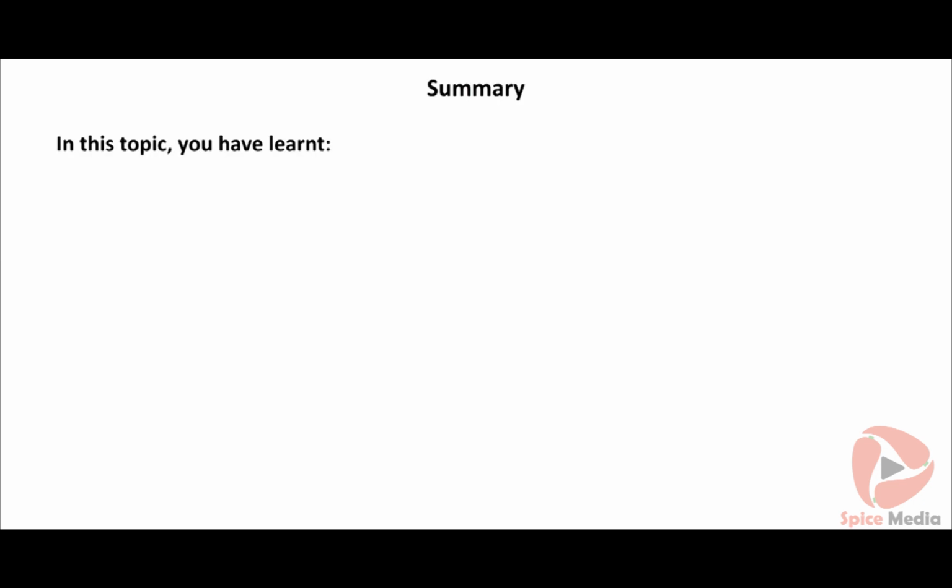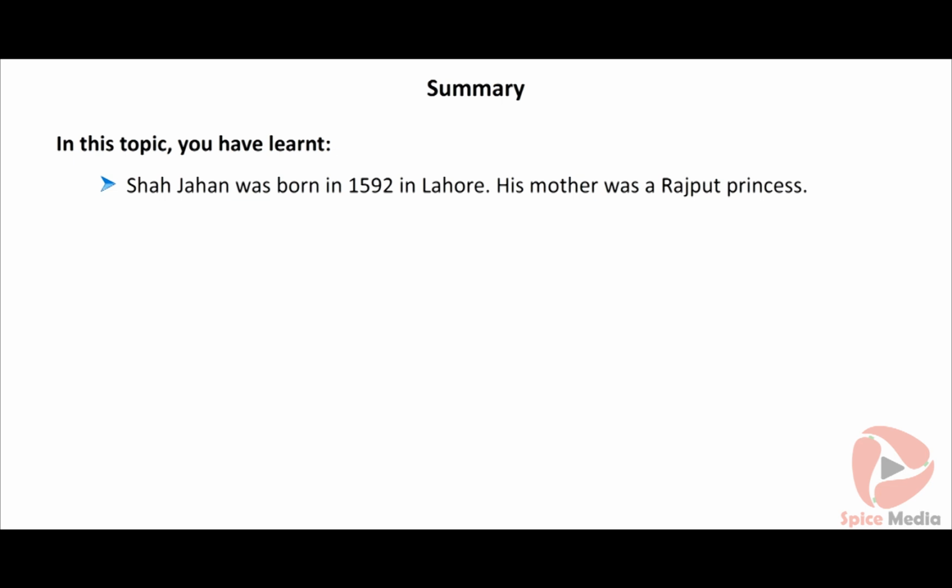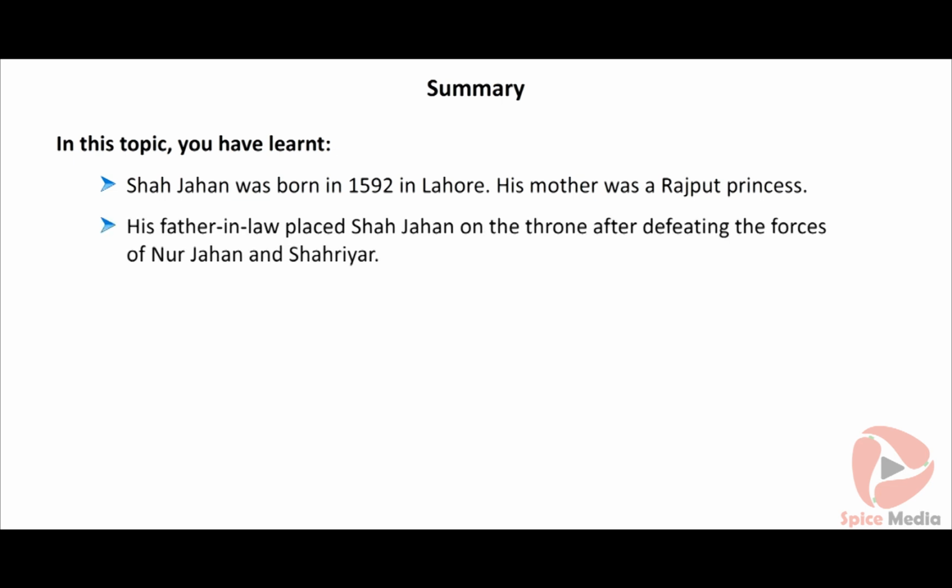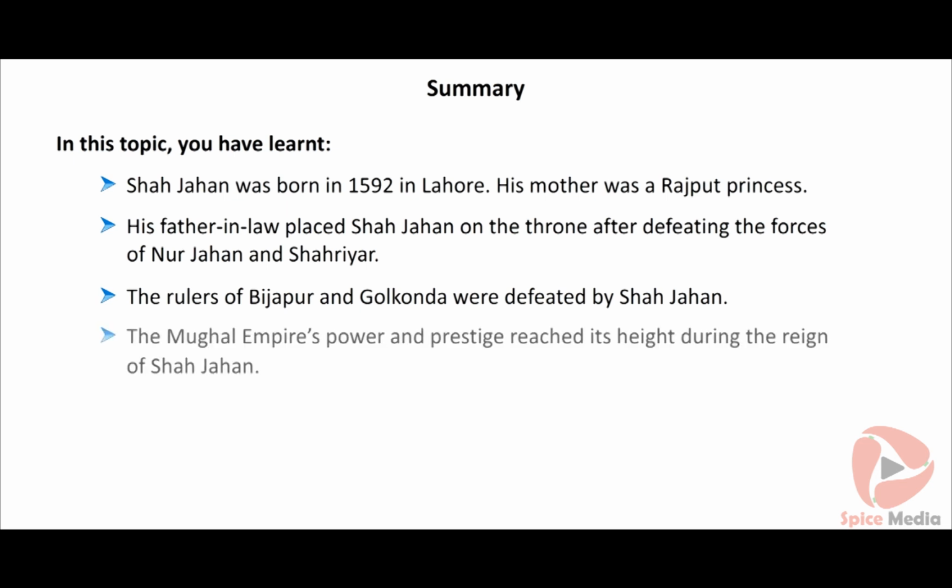In this topic you have learnt, Shah Jahan was born in 1592 in Lahore. His mother was a Rajput princess. His father-in-law placed Shah Jahan on the throne after defeating the forces of Nurjahan and Shahryar. The rulers of Bijapur and Golconda were defeated by Shah Jahan. The Mughal Empire's power and prestige reached its height during the reign of Shah Jahan.